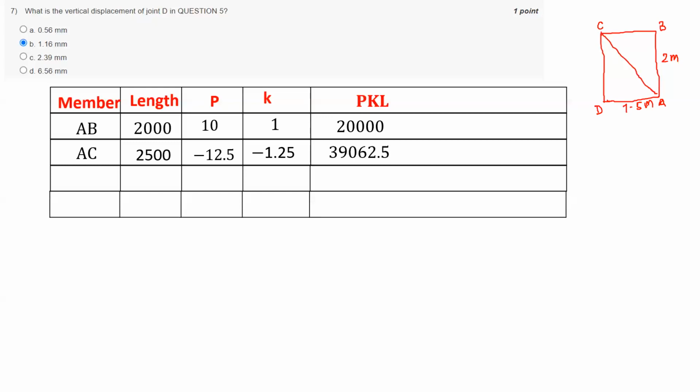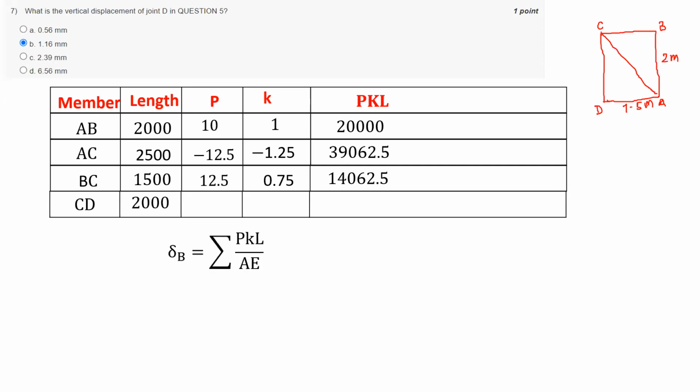So we will get PKL plus again 39062.5. Then we have BC. BC we have 1500. In BC we have forces 12.5 and 0.75, and from this we will get 14062.5. Then we have CD. CD we have 2000. Then we have 10. So actually we have this as 10, that will come later, and this is 1. From this we will get 20,000 again. Same as in AB and CD.